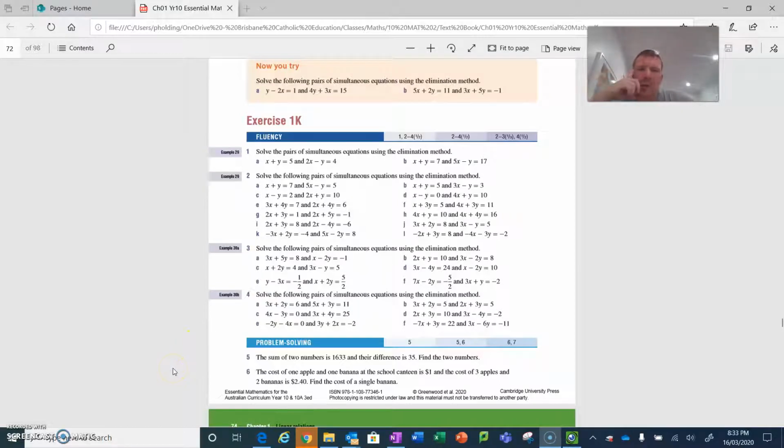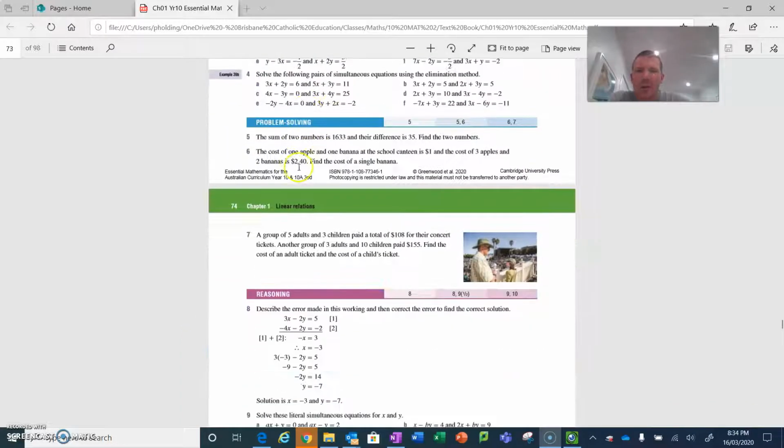This video is just quickly looking at how to do some of the problem-solving questions of exercise 1K. So if we have a look at it here, first thing we want to do is look at our equation. It says the sum of two numbers, so sum being addition, two of them added together is 1,633, but their difference is 35.